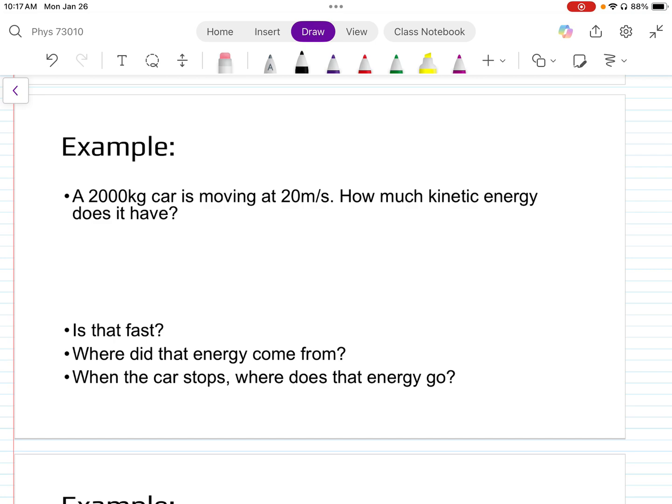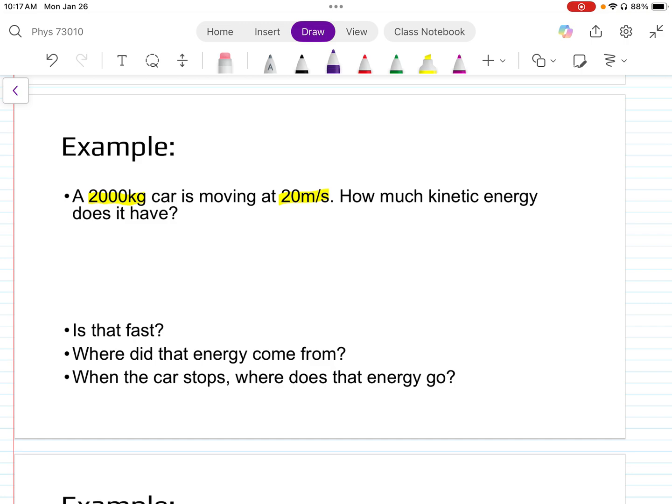Let's say you could Google it. 2,000 kilograms isn't ridiculously heavy for a car. 20 meters per second, you can practice it, maybe off in the margin. What's that one in kilometers per hour? It's not a crazy fast speed. Like you're driving on a big street, maybe not a subdivision street, but definitely slower than highway speeds. You can practice what 20 meters per second is if you want to put it in kilometers per hour just for context.